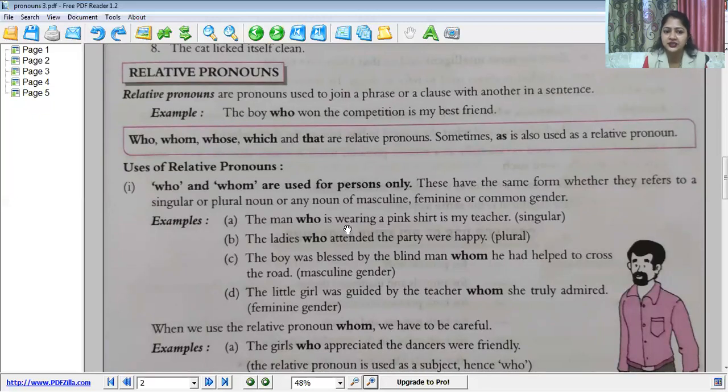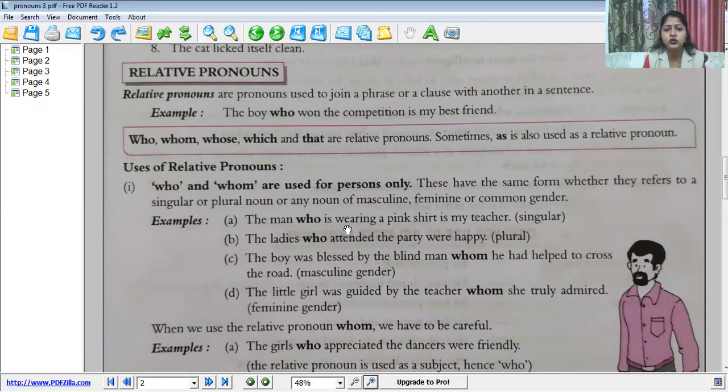Let's take an example. The boy who won the competition is my best friend. Now we are laying emphasis on the boy. And what are we telling? Won the competition is my best friend. The boy won the competition is my best friend. So when I'm using is my best friend, it cannot stand. The boy is my best friend is one part of the sentence. The boy won the competition is another part of the sentence. But when we are joining these, we will relate them together using who.